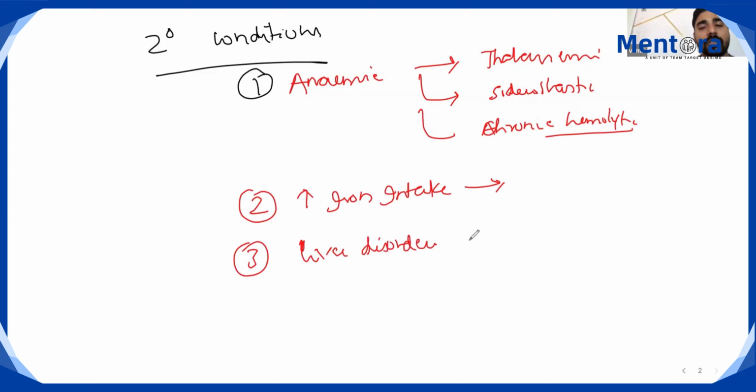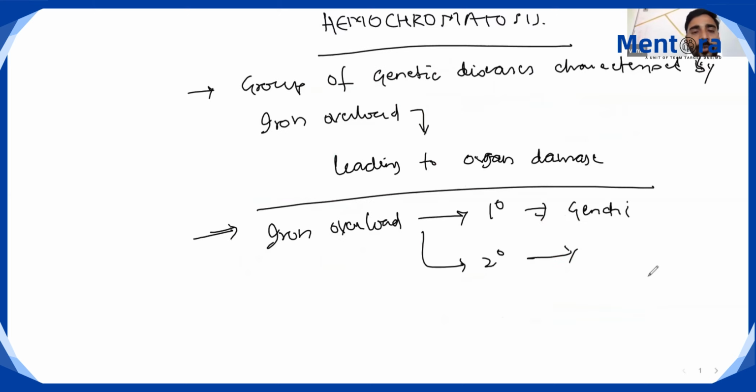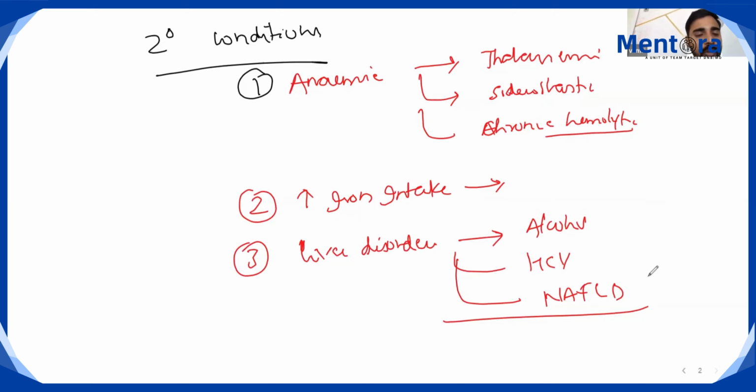And third is any liver disorders. Any liver disorders can also cause this. It can be alcohol, or hepatitis C virus, or non-alcoholic fatty liver disease. Any of them can cause iron overload. So these are the secondary conditions causing iron overload, right? Just repeating: hemochromatosis is a group of genetic disorders characterized by iron overload leading to organ damage. This iron overload can be primary or secondary. The primary is genetic, and secondary is due to anemia, liver disorder, or increased iron intake, right?